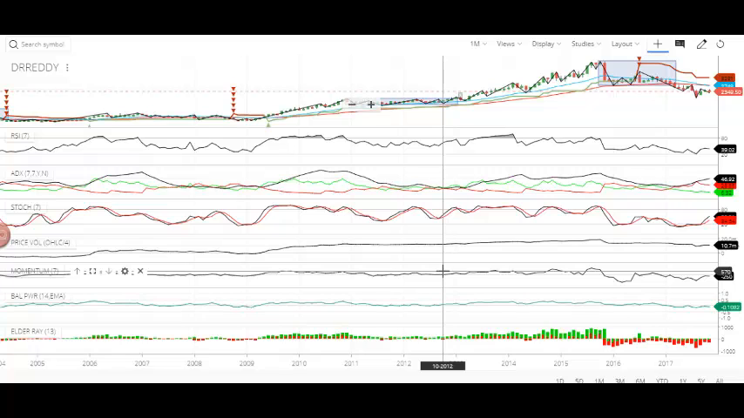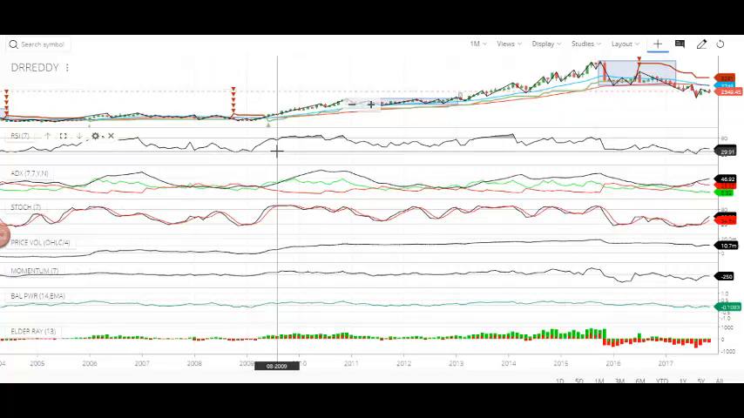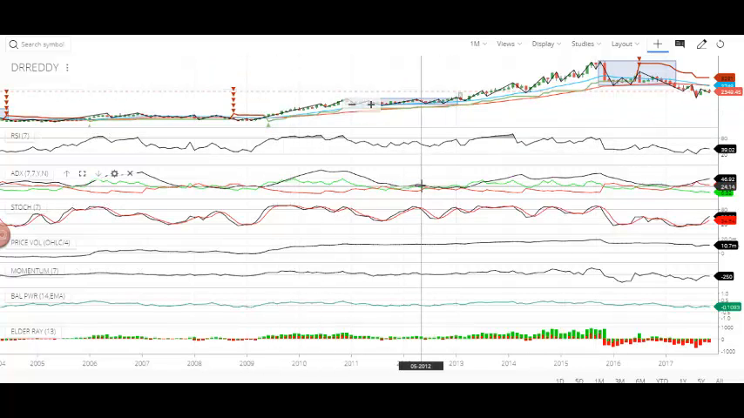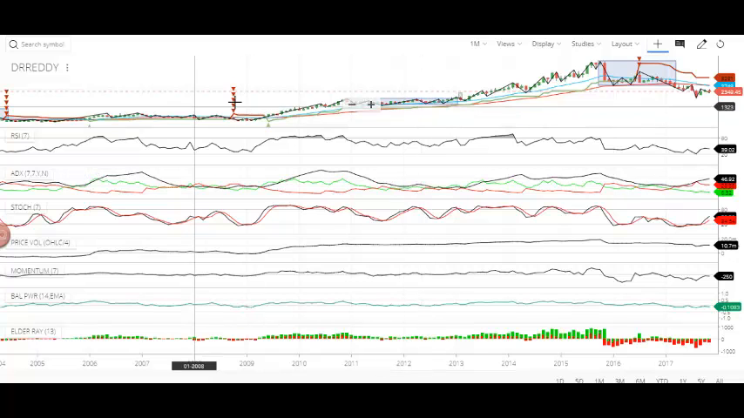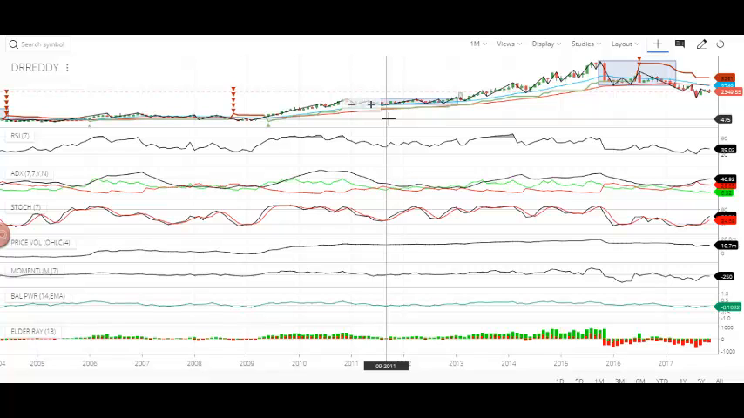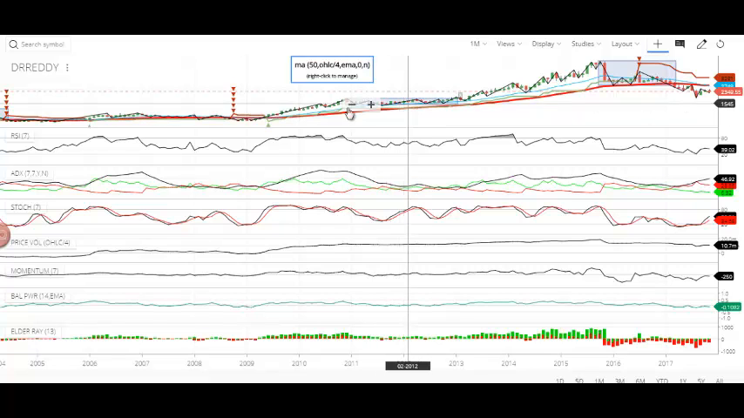Today we are going to do the technical analysis for Dr. Reddy Laboratories. Dr. Reddy is the ticker name, and you are watching the monthly technical chart of the stock. Today is November 21st, and the stock is rising now. That is the reason I'm creating this video right now.